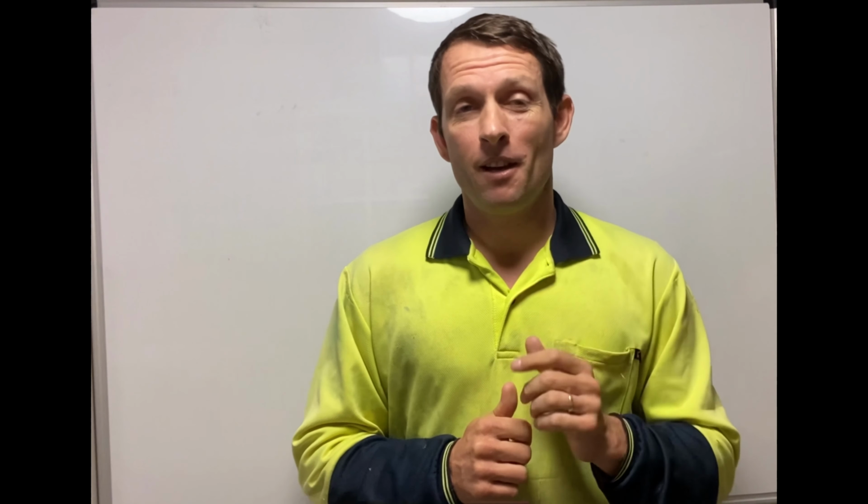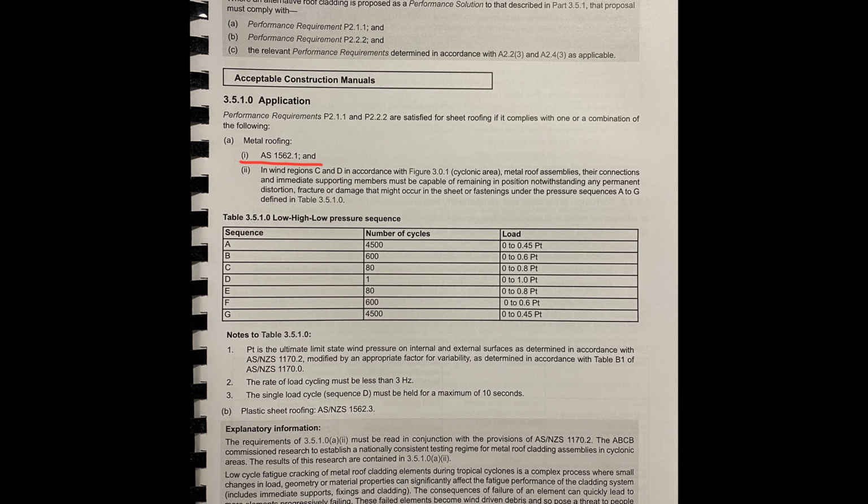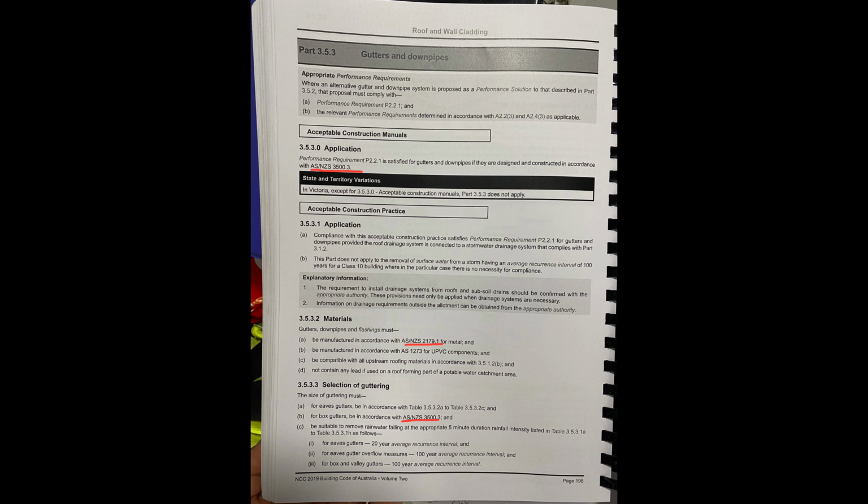So I've attached a few pictures there to show in volume 2, part 3.5, particularly in the roofing section, how through legislation we're bound by law to adopt whatever's in the Building Code of Australia as well. So there's a couple of pictures up there for you guys to have a look at, which I've taken. So now you've seen those.